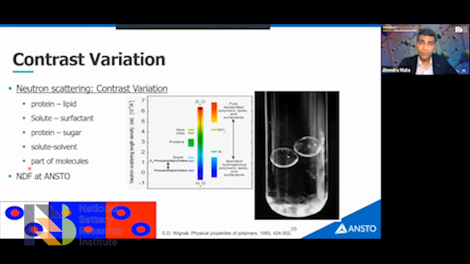The other thing I want to mention is that at ANSTO, we also have a national deuteration facility.